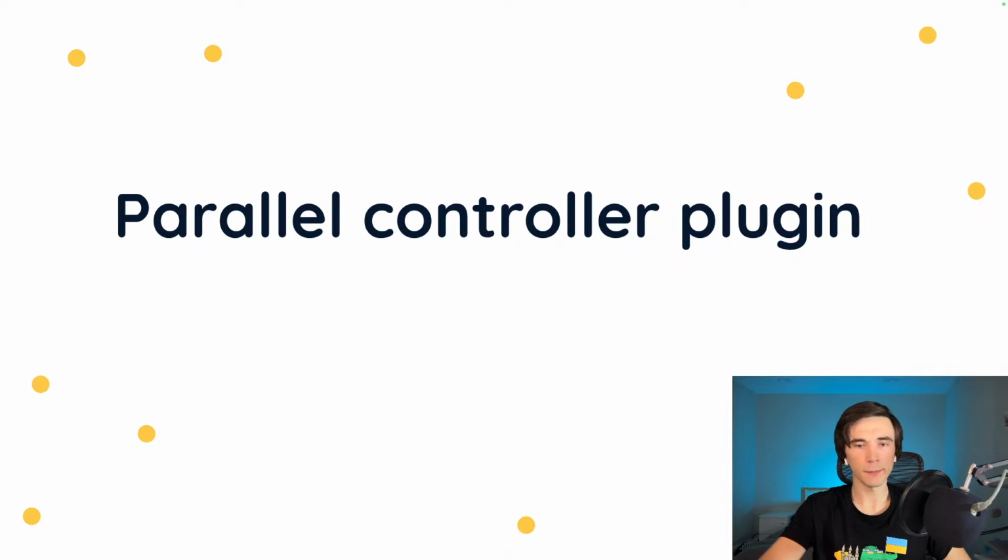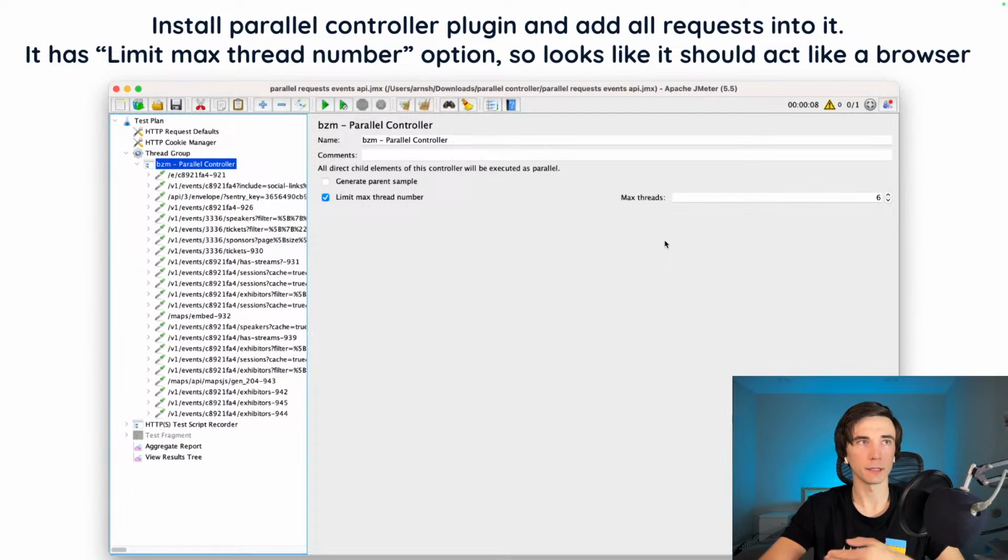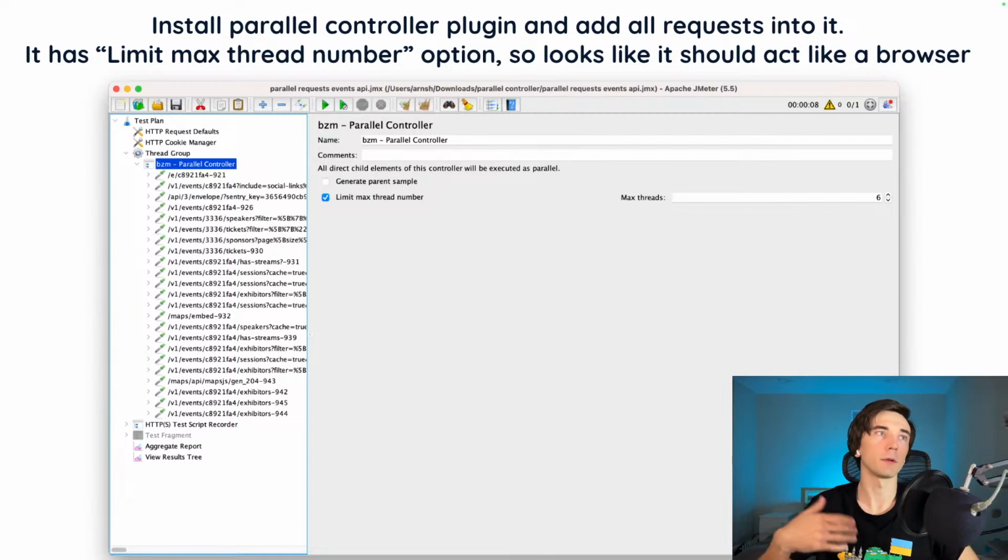To be able to execute requests in parallel, we need to install the Parallel Controller. As usual, you go to the Plugins Manager, find the Parallel Controller, and install it. That's fairly easy. So you install it, and what do we see? It's the BZM Parallel Controller. You add the Parallel Controller into the thread group, and add all the necessary requests you want to execute in parallel inside the Parallel Controller.